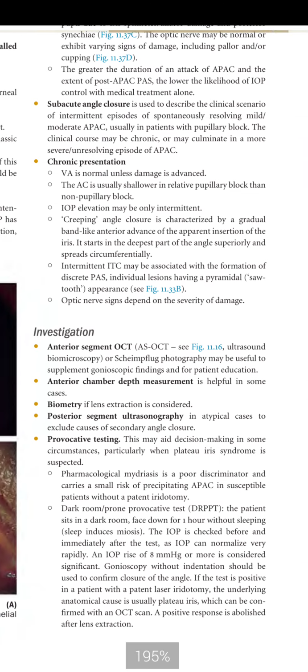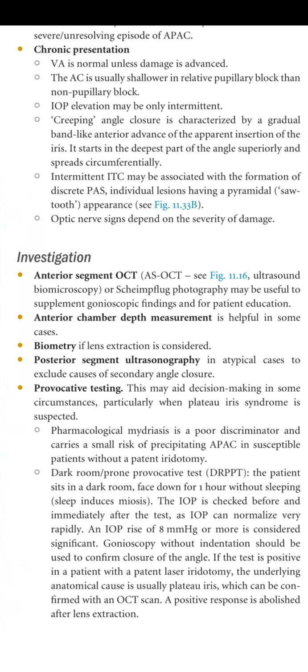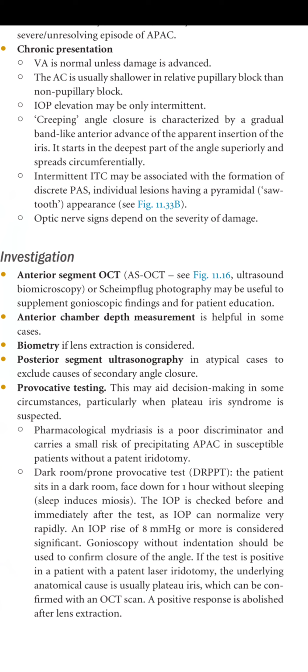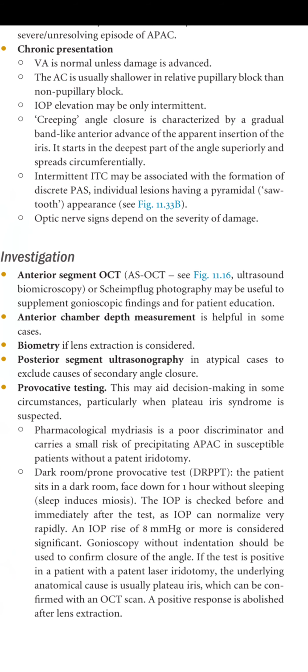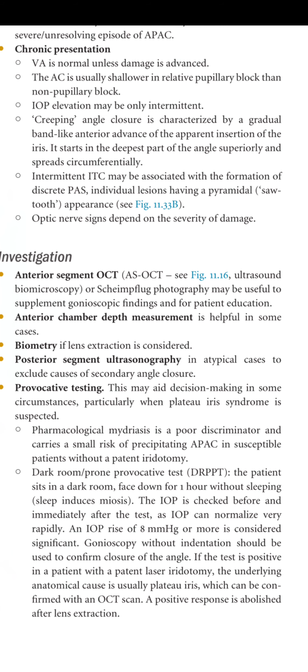So how will you investigate a case of angle closure? You can do anterior segment OCT. Anterior segment OCT, ultrasound biomicroscopy, or Scheimpflug photography may be useful to supplement gonioscopic findings and for patient education. Anterior chamber depth measurement is helpful in some cases, so you can know whether it is a narrow angle, a shallow AC, or a deep AC. Biometry if lens extraction is considered. Posterior segment ultrasonography in atypical cases to exclude causes of secondary angle closure.